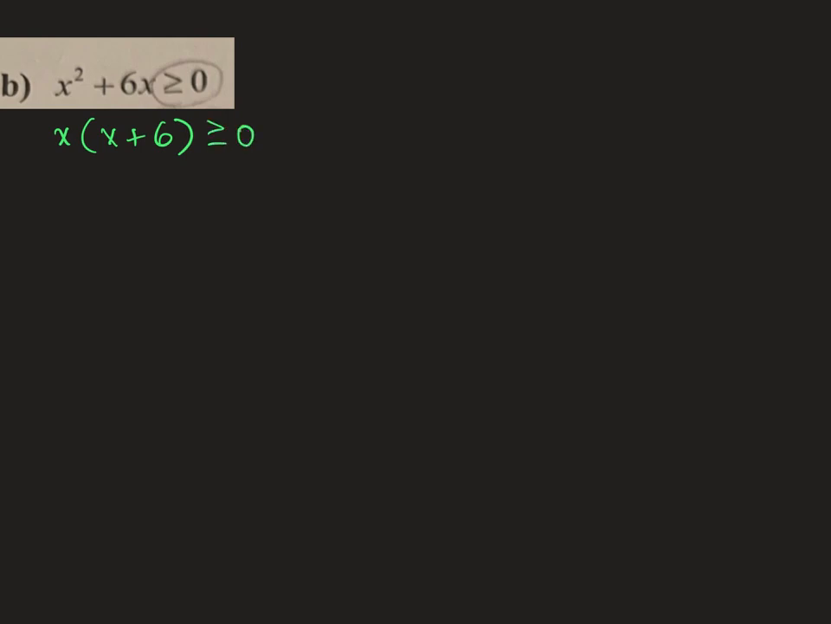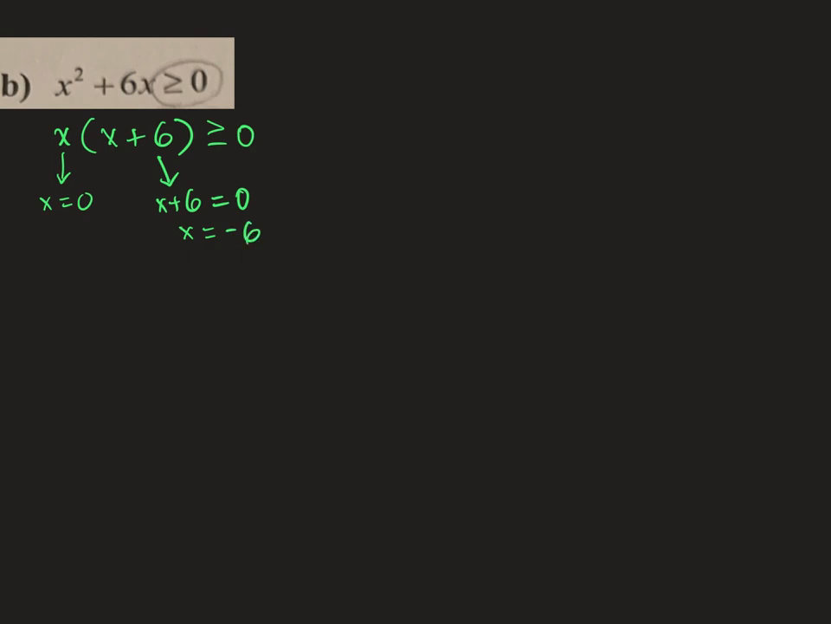Now, with any of these, you want to make sure you have 0 on one side before you start factoring, because there's no point in factoring if you don't have 0. Now, at this step, we want to set each factor equal to 0 to figure out where the quadratic would be 0. And then we're going to figure out where it's going to be positive or negative. Okay, so one of our zeros would be x equals 0, and the other one would be x plus 6 equals 0, so therefore x would equal negative 6.